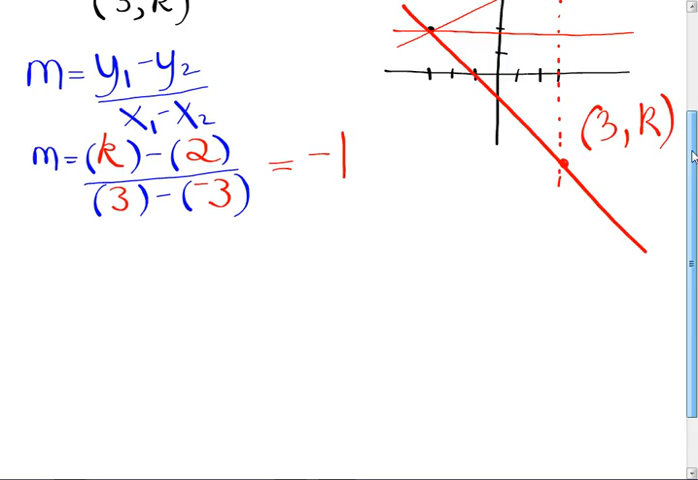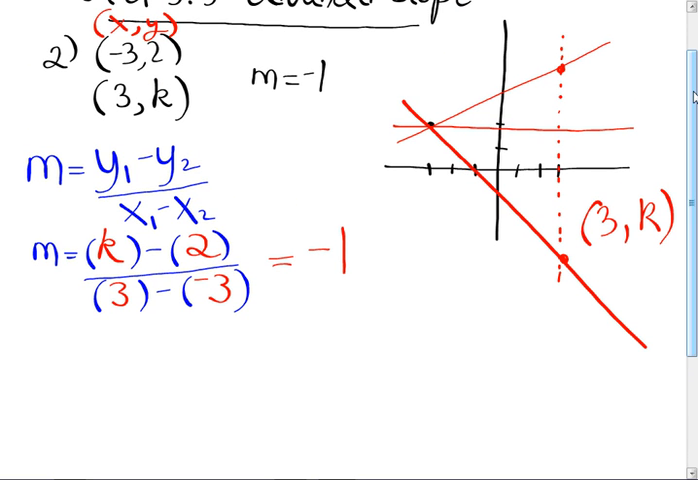Because k is the y value. Remember? The y's go in the numerator. Well, we're going to get an equation to solve. It's called a proportion. So let's simplify that first.